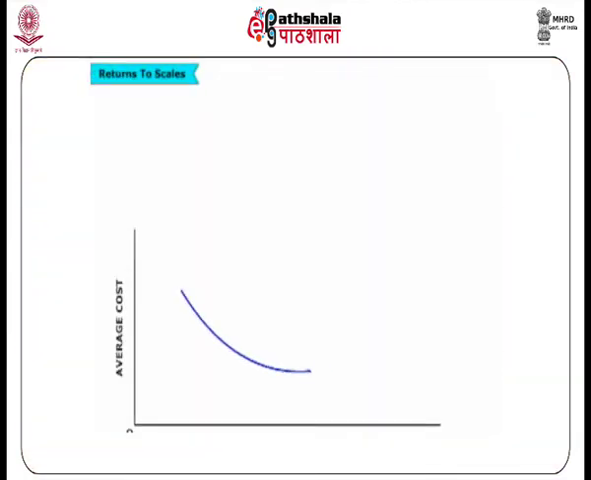To understand the shape of LAC, first of all we need to understand returns to scale. Returns to scale refers to the change in optimum cost of production when the scale of the plant is changed and comprises of increasing returns to scale when the optimum cost decreases with an increase in scale. This causes the LAC curve to decline initially. Constant returns to scale when the successive plants have the same optimum cost.